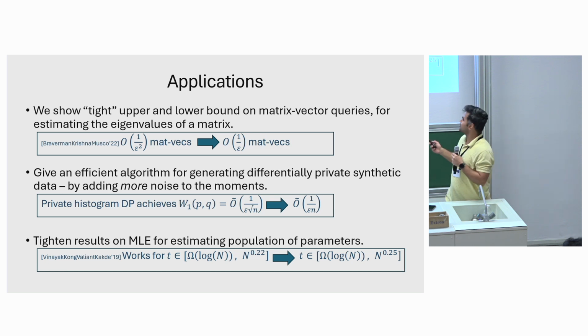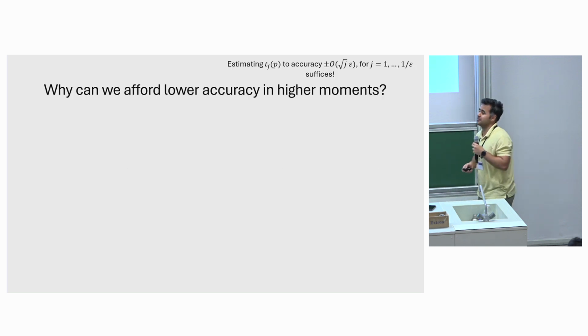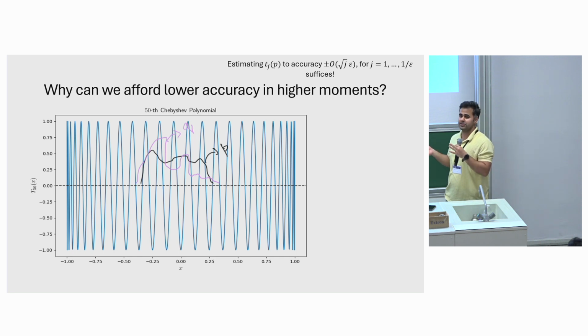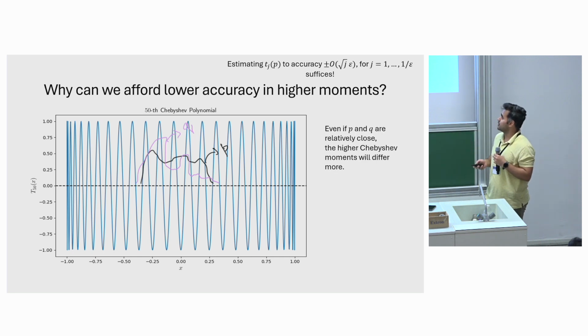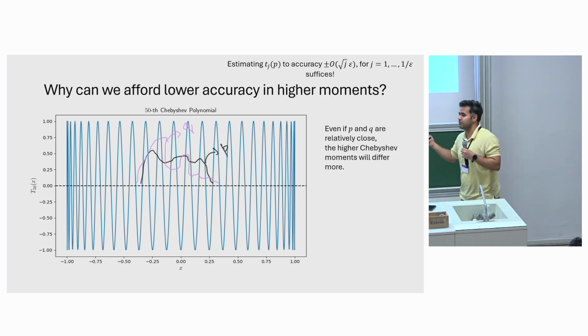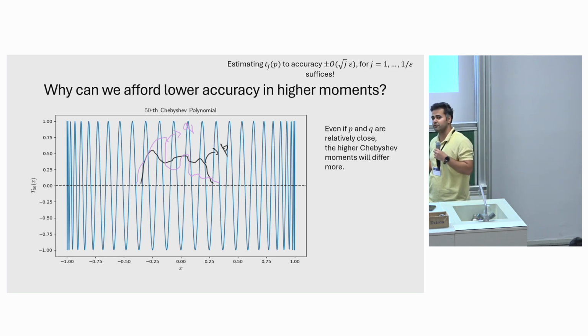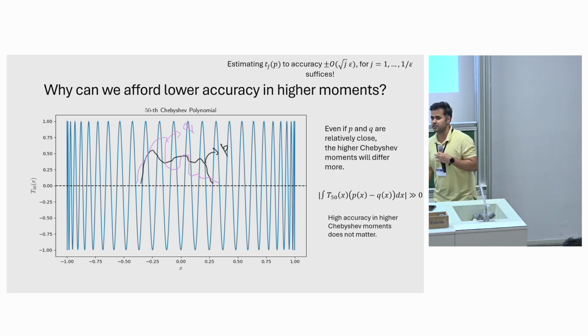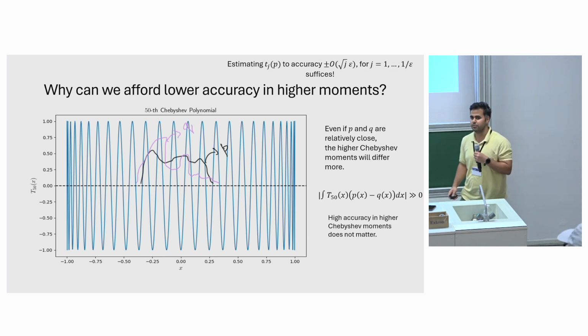Now the main thing I want to show you is why we can afford lower accuracy in higher moments. I've plotted T50 for you. Now imagine P and Q, which are quite close to each other. In this case, the 50th Chebyshev moment of P would be much different from the 50th Chebyshev moment of Q, even though they are quite close to each other. So higher accuracy in higher Chebyshev moments doesn't matter. If P and Q are already kind of far, their 50th moment would be much further. So you can make more error in approximating the 50th moment or higher Chebyshev moments.